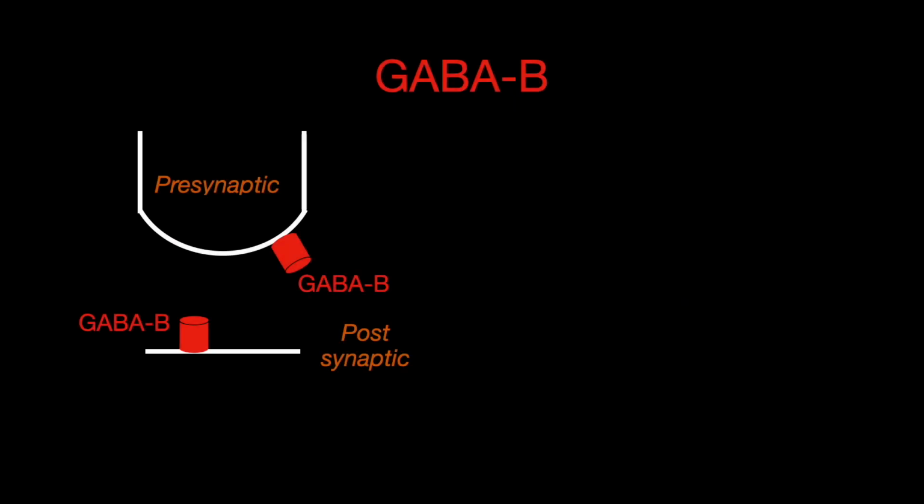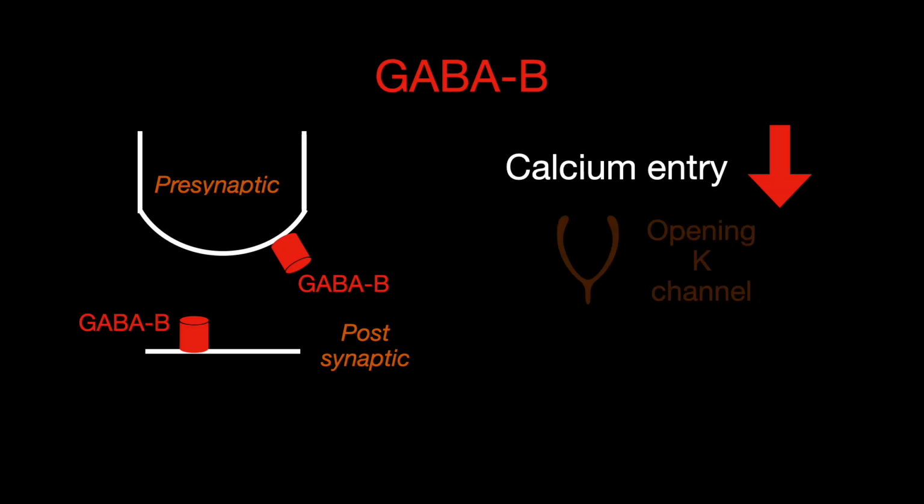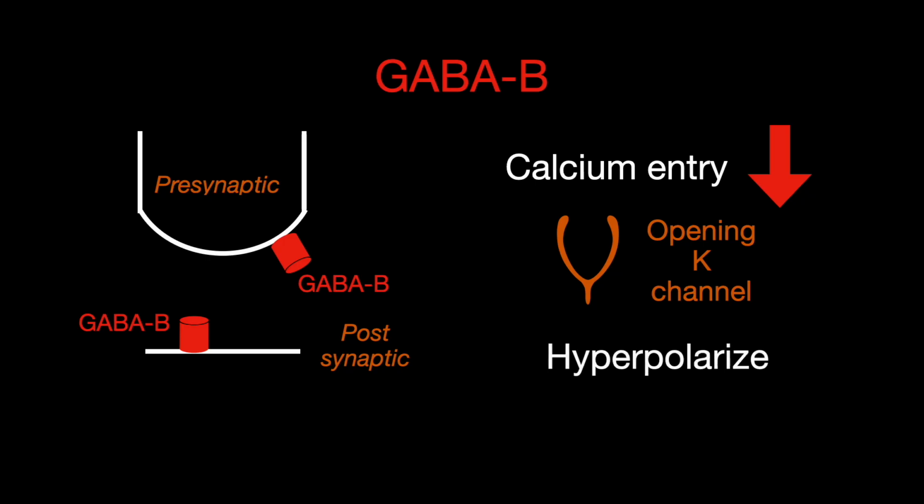GABA-B receptors are located on both presynaptic and postsynaptic neurons. On the presynaptic side, they reduce calcium entry into the nerve terminal. As a result, fewer synaptic vesicles fuse with the membrane and less neurotransmitter is released into the synaptic cleft. On the postsynaptic side, they open potassium channels, causing potassium to leave the neuron. This hyperpolarizes the membrane and makes it more difficult for the neuron to fire an action potential. Because GABA-B receptors act on both sides of the synapse, they reduce neuronal communication through multiple mechanisms simultaneously.